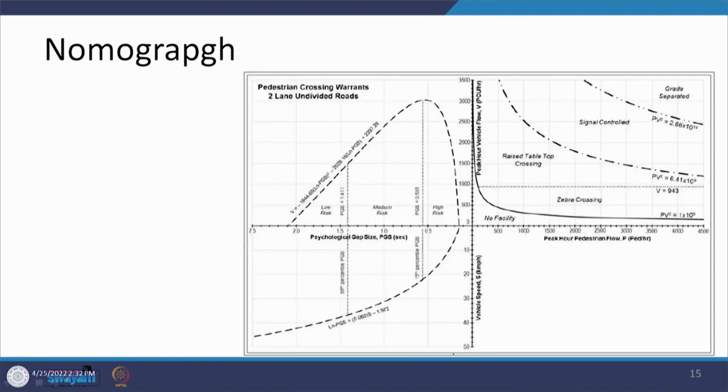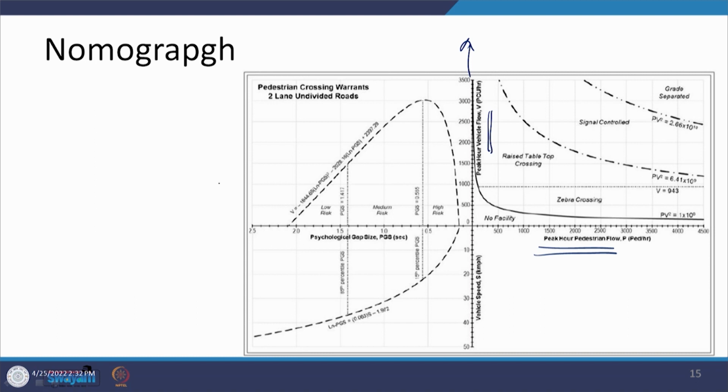Now, this is a nomograph where what we have discussed in the previous slide is being shown. What are the attributes which have been considered? Let us look at that. One thing which we are considering here on the x axis is the peak hour pedestrian flow. So, at that location whatever is the peak hour pedestrian flow is being talked about here in pedestrians per hour. On the y axis we are talking about the vehicular flow, and this vehicular flow is in PCUs per hour.